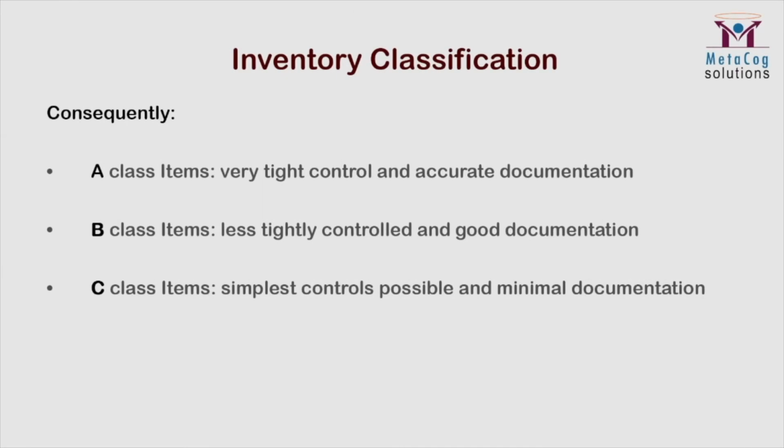By doing an inventory classification of items into A, B, and C, A class items need very tight control and accurate documentation. B class items need to be controlled slightly less and need good documentation.